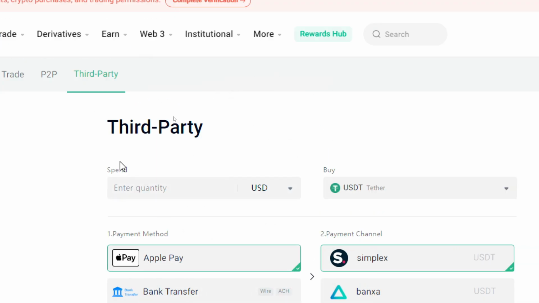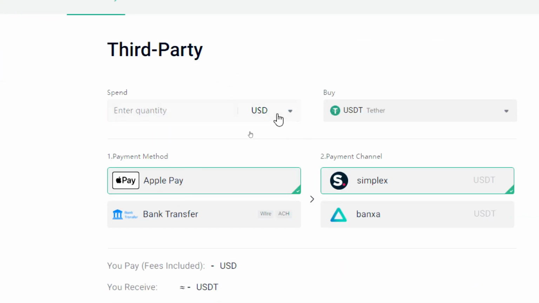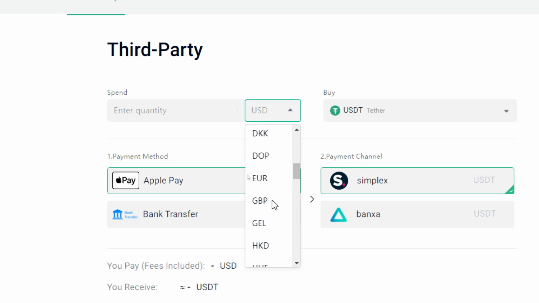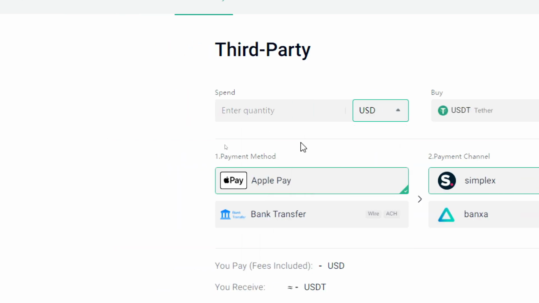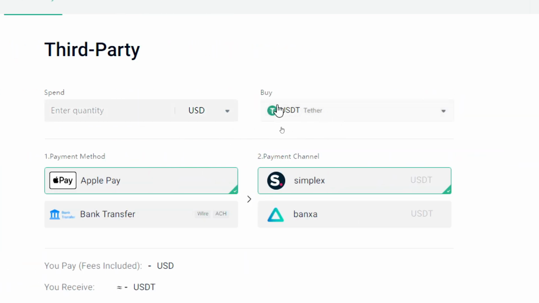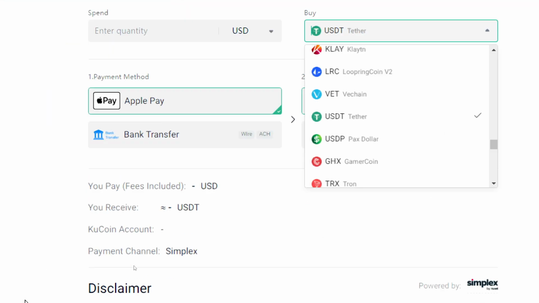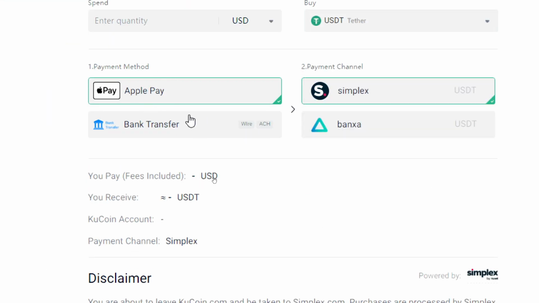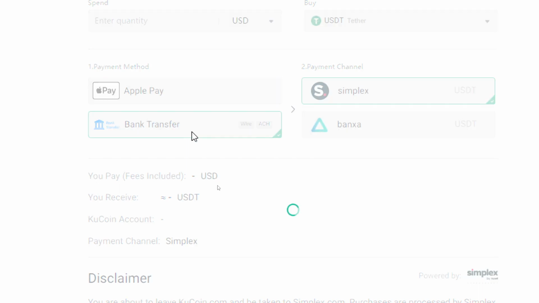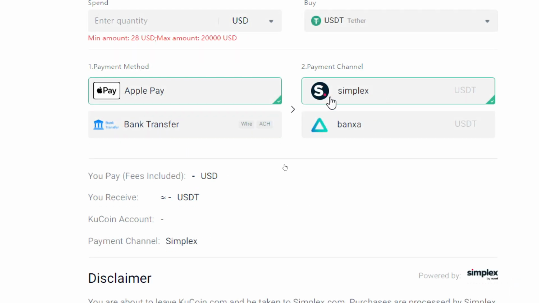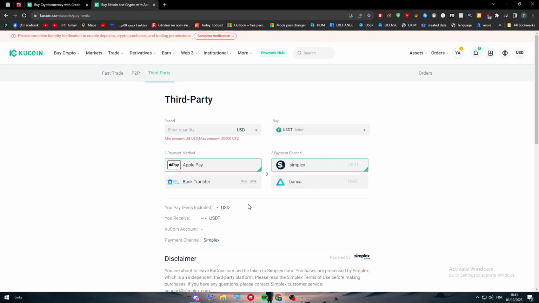Just choose how much quantity that you want to spend of the currency that you own. It could be any currency, and then here you will find the total of the crypto that you're going to get. And basically here choose what is your payment method. Do you accept Upperpay, bank transfer? And this is basically the payment channel. You could go with Simplex or banks. So this is it. This is how you can buy cryptocurrency on the KuCoin platform.